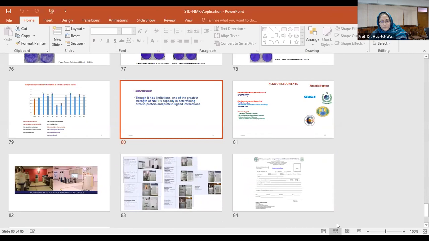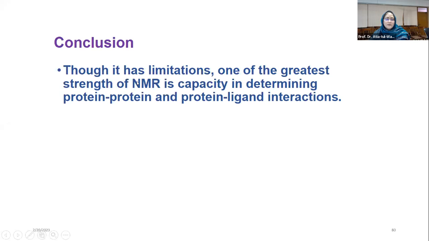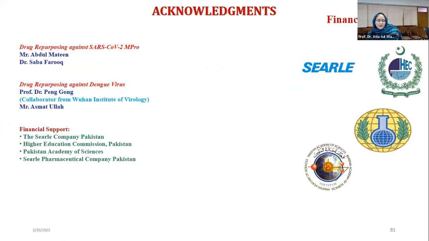In conclusion, I would like to say that though NMR has a limitation, it's one of the important techniques to understand the interaction of ligand with protein. And I would like to acknowledge, for drug repurposing of SARS-CoV-2, Mr. Abdul Mateen, my student, and Dr. Sabah Farooq for performing the antiviral assay.